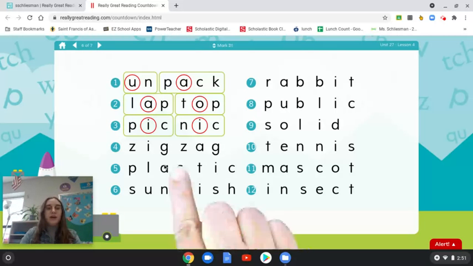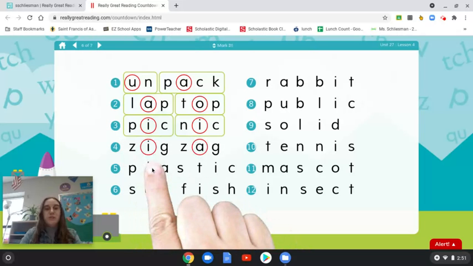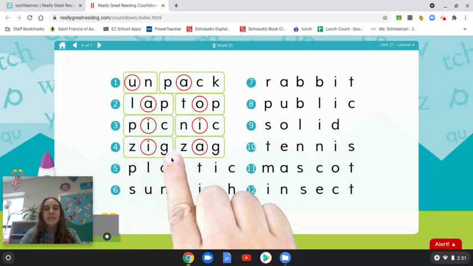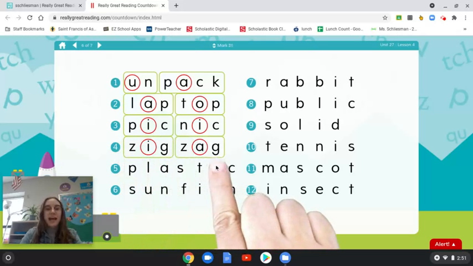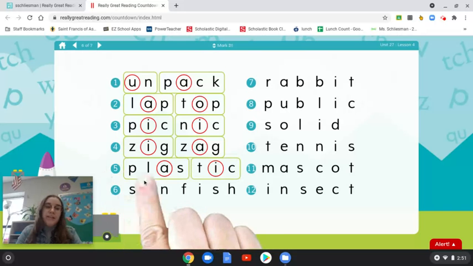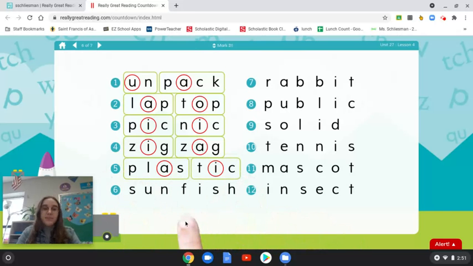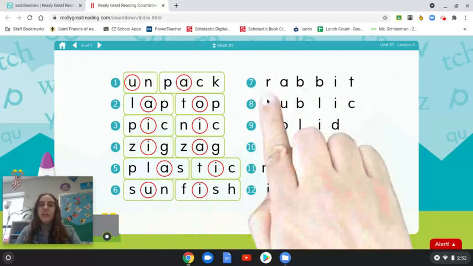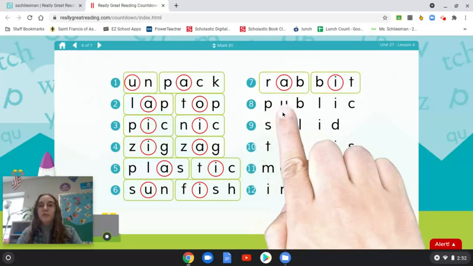Good. Let's check our work. Number 4, we have 2 vowels, so we have 2 syllables. Zig, zag. Zigzag. Number 5, we have 2 vowels, and they're not next to each other, so we have 2 syllables. Plastic. Number 6, we have 2 vowels. They're not next to each other, so we have 2 syllables. Sun, fish. Sunfish. Number 7, 2 vowels. They're not next to each other, so we have 2 syllables.